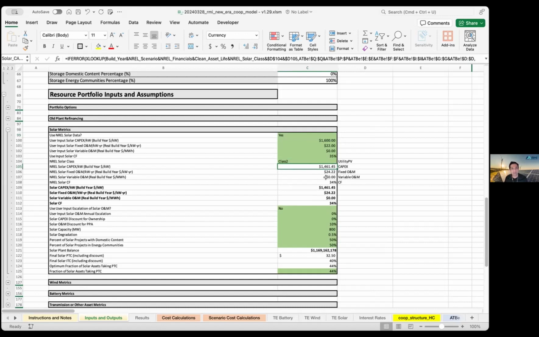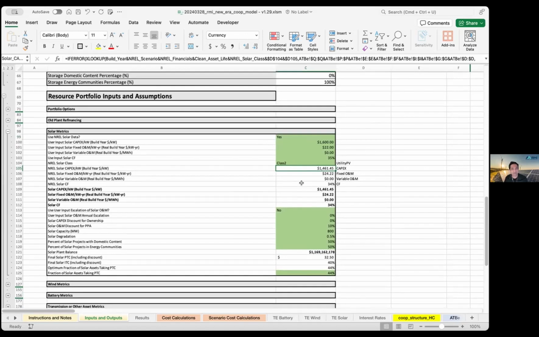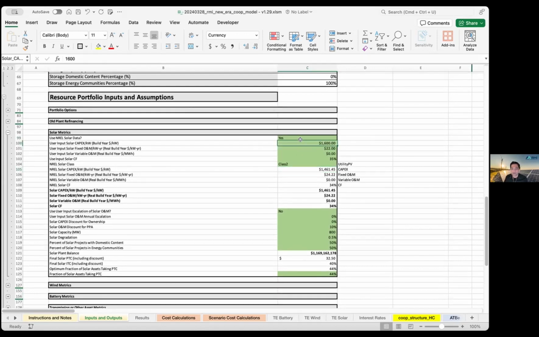Note that the model has incorporated into it inflation assumptions. So it's taking forward-looking inflation expectations, and it is actually inflating out in nominal dollars what that expected cost is in future years. So it's appropriate for financing and financial analysis. On the other hand, if you choose not to, you can also select no to use NREL data. And if you've got information, you can input directly the cost, the CapEx, expected fixed or variable O&M cost, and input your expected capacity factor.